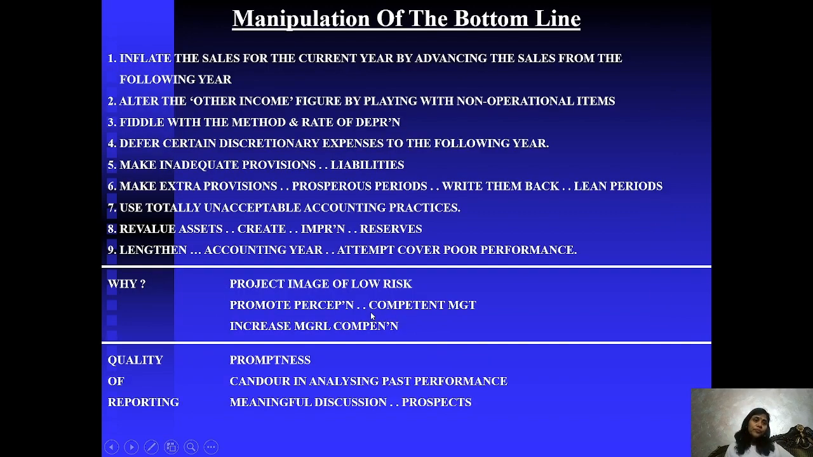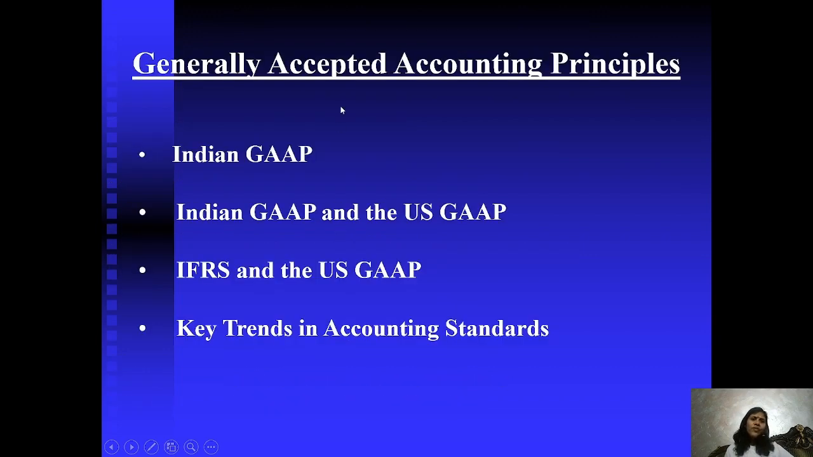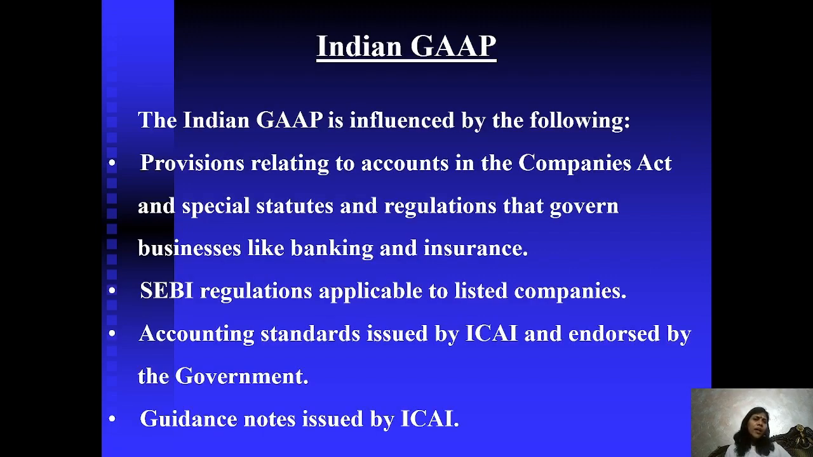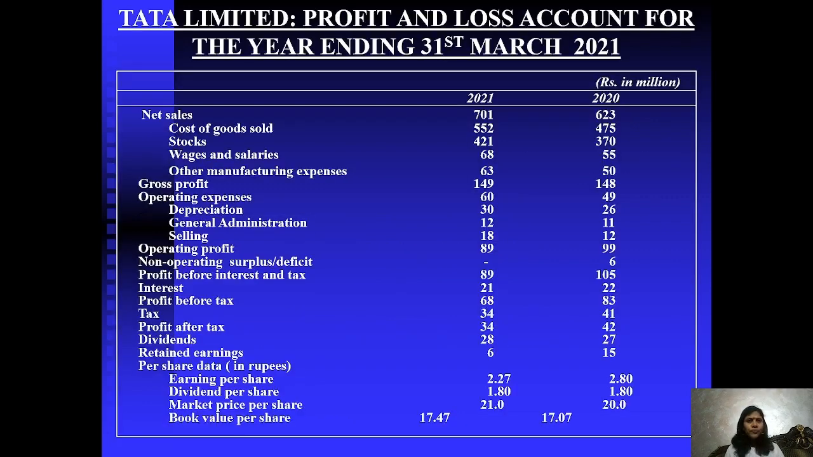Please solve this sum. Maintenance of the bottom line, how the sale is inflated, how it will happen, how the extra provision is there, all that. Generally accepted accounting principles, GAAP: Indian GAAP and US GAAP are there, and IFRS is there, and the trend of accounting standards. Indian GAAP is influenced by the following provisions relating to accounts in the Companies Act, and special statutes and regulations are given, and SEBI regulation is also given. So ICAI endorsed by the government, so guidance notes are issued by the ICAI.